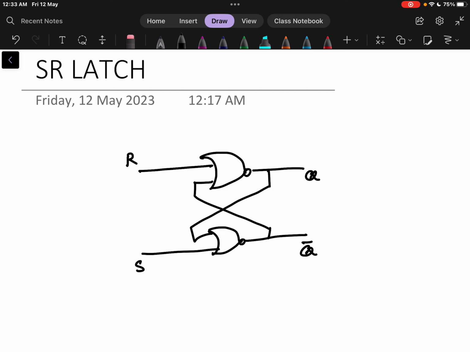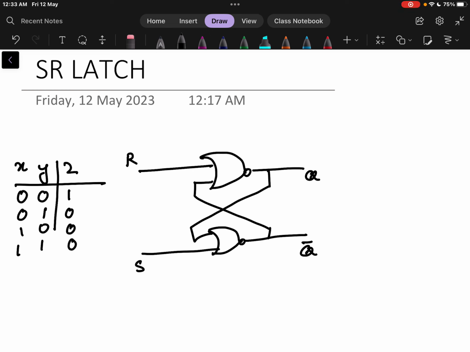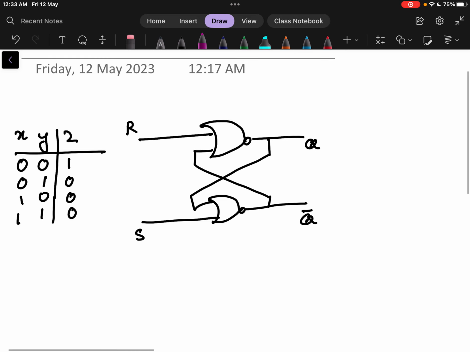Because we are analyzing an SR latch with NOR gates, let us write the NOR gate truth table first. In the NOR gate truth table, if 0 0 is there, the output will be 1, and in all other cases the output becomes 0. So this is the property of a NOR gate. Taking these properties, we are going to analyze what happens in an SR latch for different conditions.